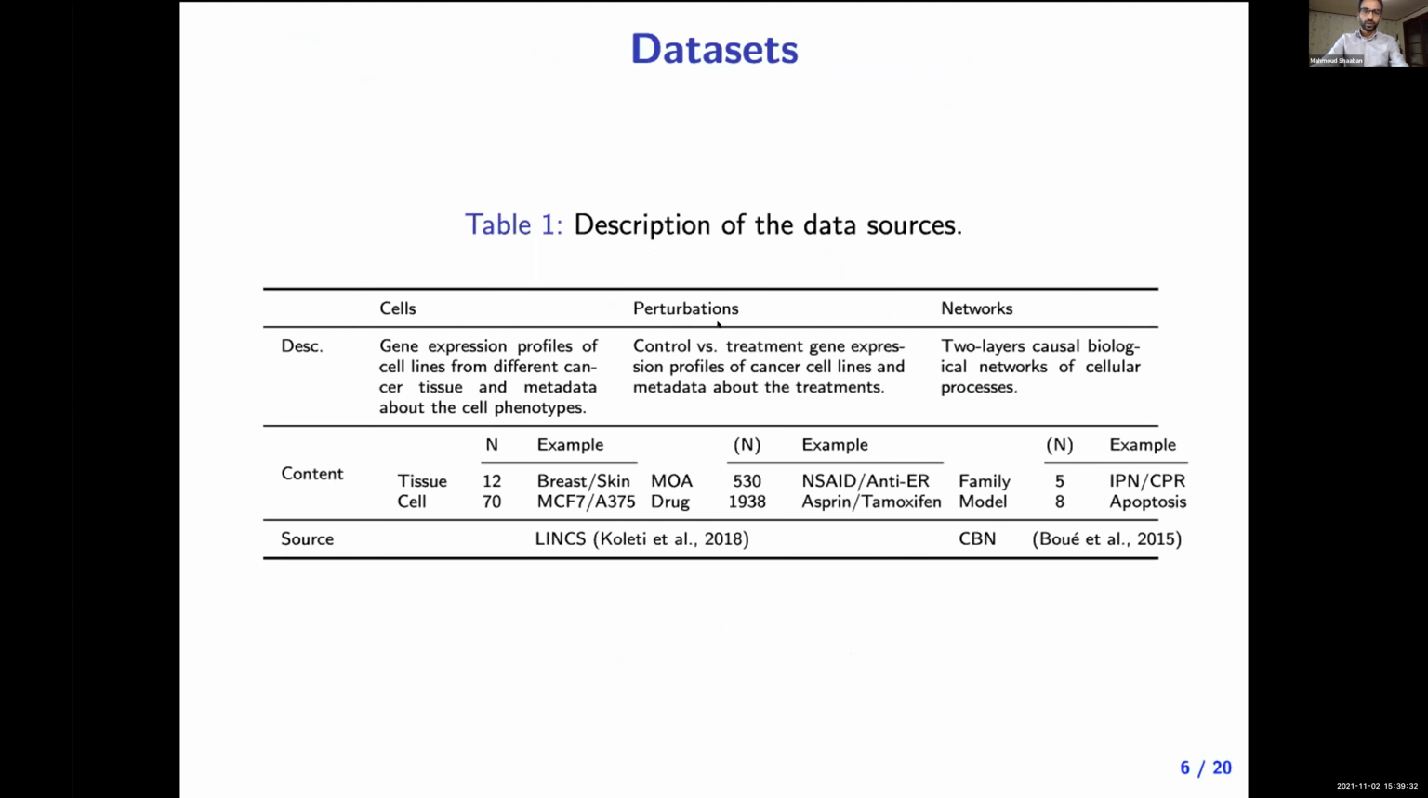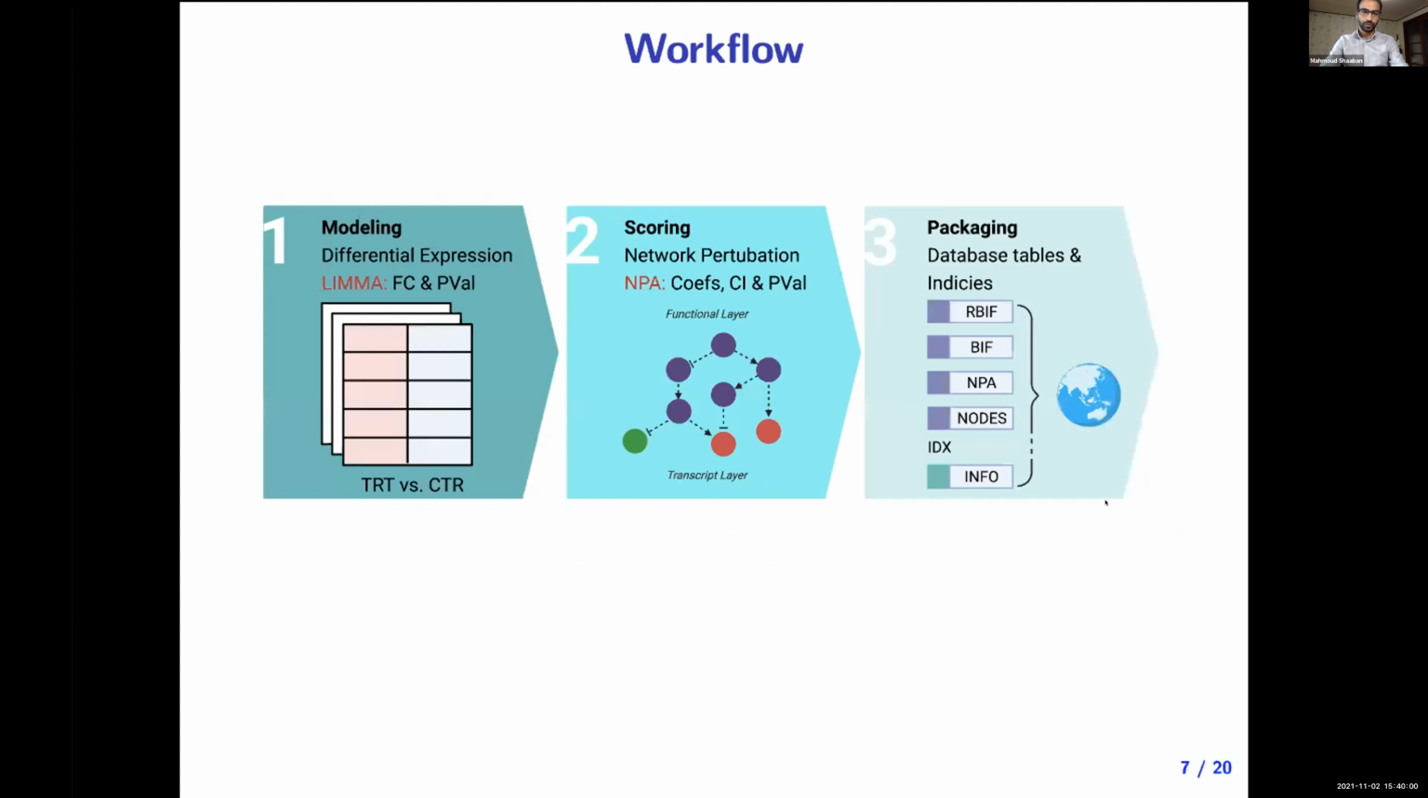I'm using two types of data in this work. The first one is gene expression profiles from cell lines treated with different drugs, and this data set comes from the LINCS project. And then I'm using several causal biological networks that come from a project with the same name, and these biological networks are two-layer networks that code interactions compiled from the literature for important cellular functions such as apoptosis and cell cycle and so on.